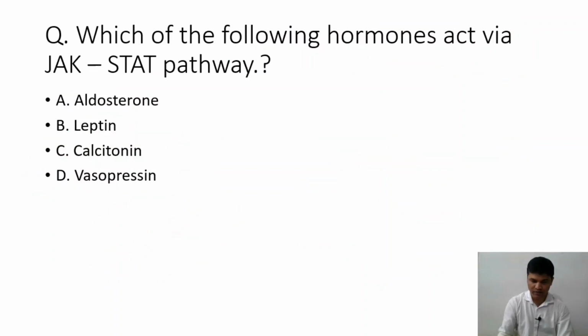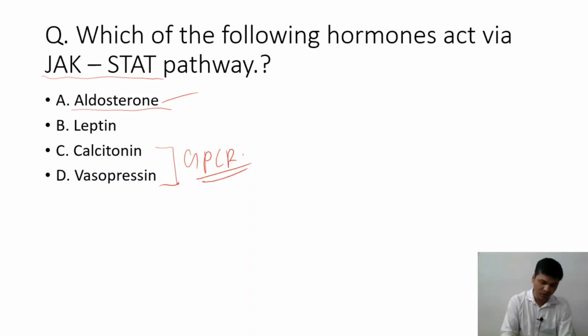So let's move to the next question. Which of the following hormones acts via the JAK-STAT pathway? The first option is aldosterone. Aldosterone is cytoplasmic, so this is not the answer. Calcitonin and vasopressin act through GPCR, G protein coupled receptor, so these will not be your answer. Leptin will be your answer, as it acts via the JAK-STAT pathway.